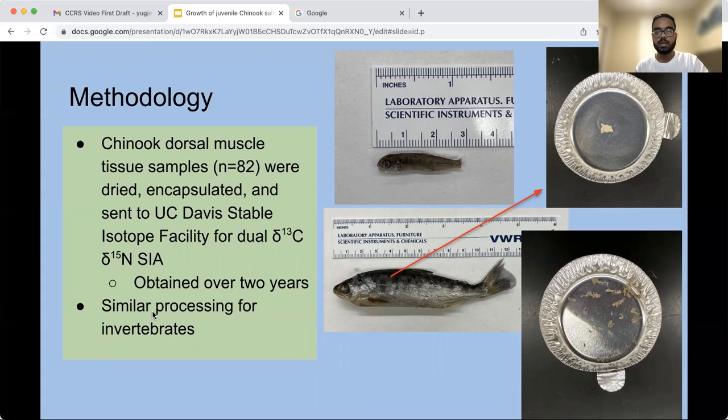We did similar processing for invertebrates as well. On the right, you see a picture of one of our smallest fish along with a bigger fish. And this is a tissue dissected from this particular individual before drying. And these are some dried invertebrates.